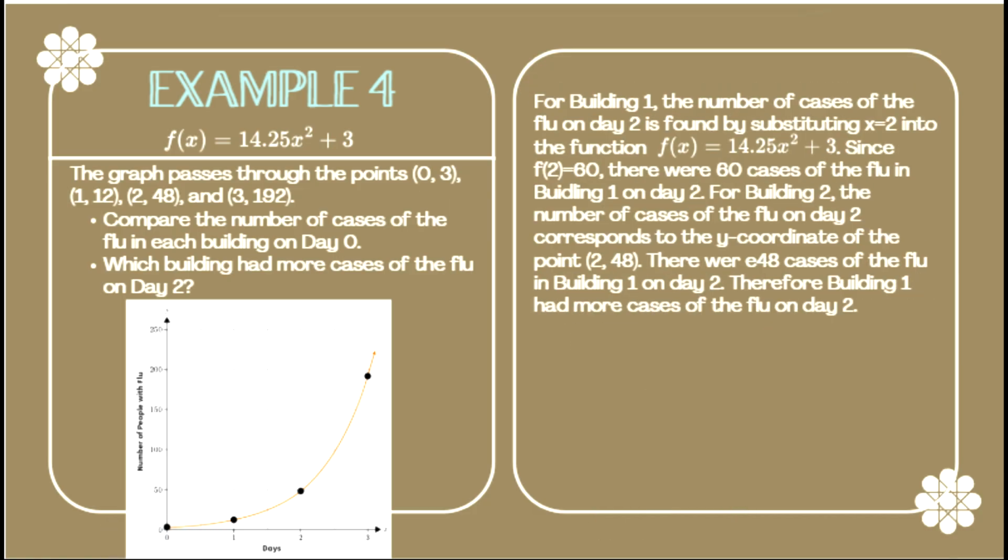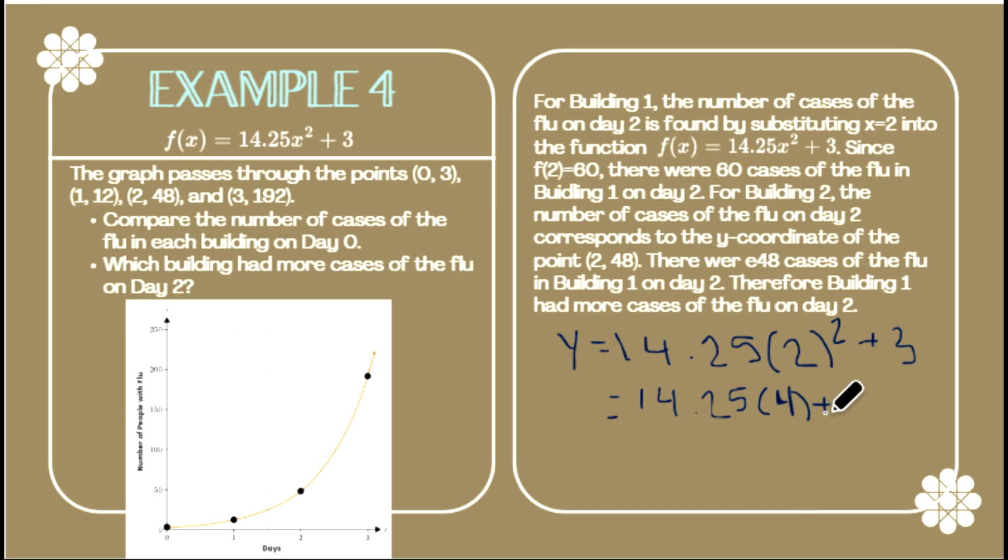For building 1, the number of cases of the flu on day 2 is found by substituting x equals 2 into the function. So we have our function right here. We're going to have y is equal to 14.25 times our x, which is going to be 2 squared, plus 3, okay? Which means 2 squared is 4, so we're going to have 14.25 times 4 plus 3, and we're totally busting out the calculator for this.